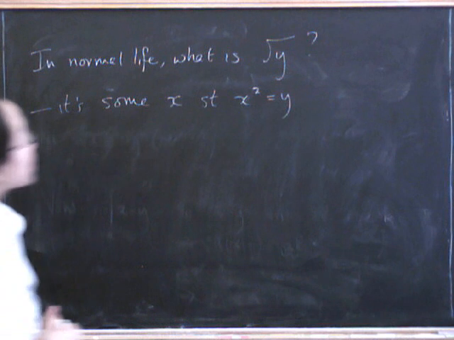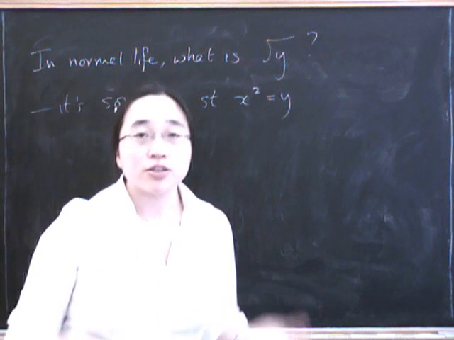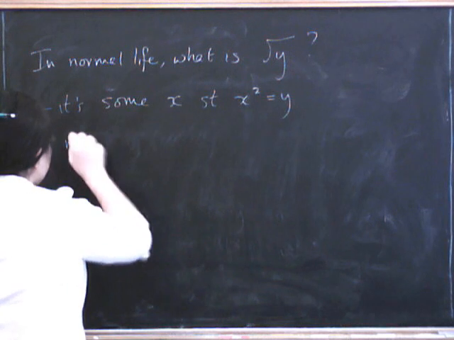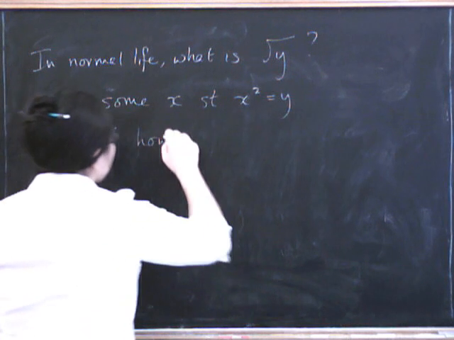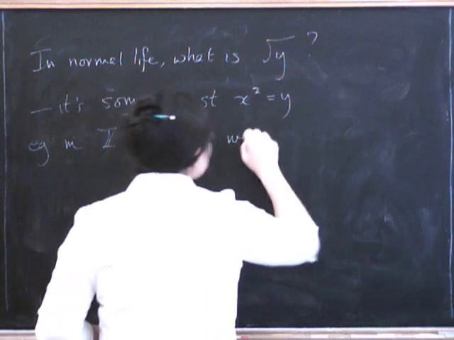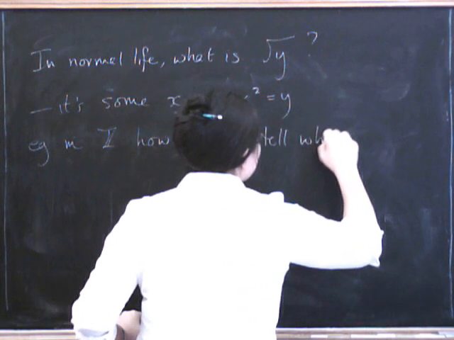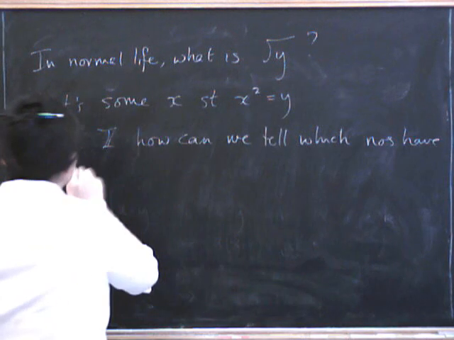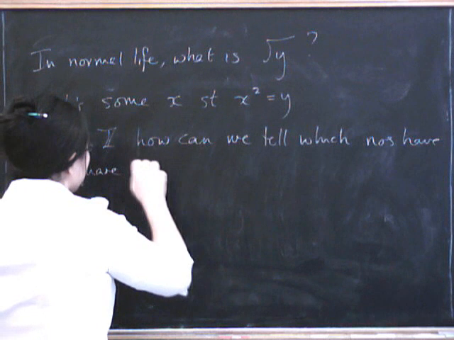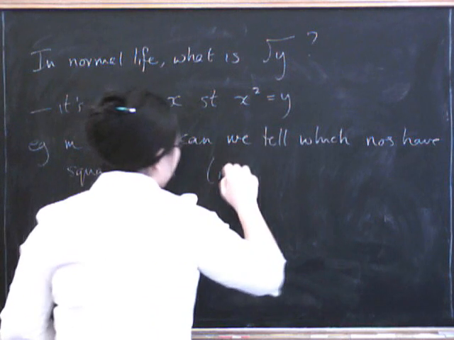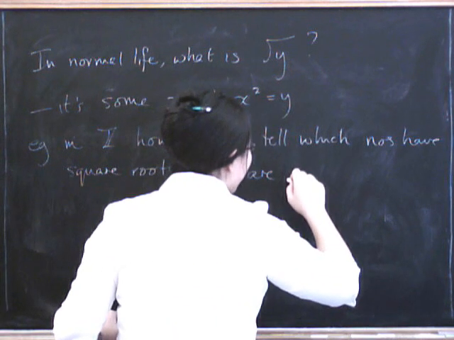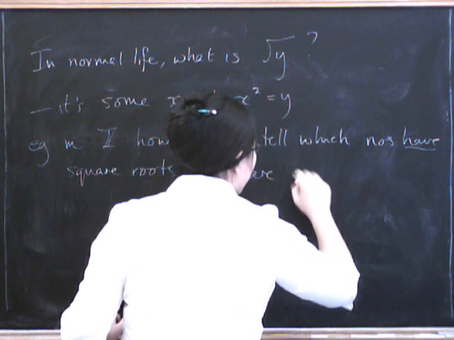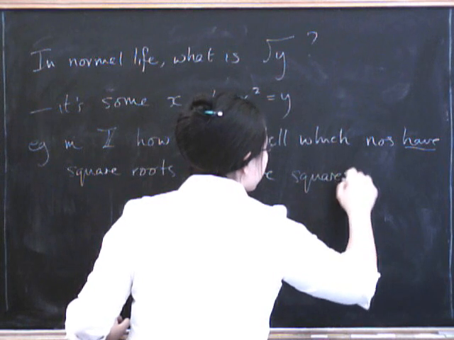Okay, so the point is that if you're in the integers, for example, how can you tell which are the things with square roots? E.g., in the integers, how can we tell which numbers have square roots, i.e. are squares? It's the same thing. Having a square root and being a square is the same thing.